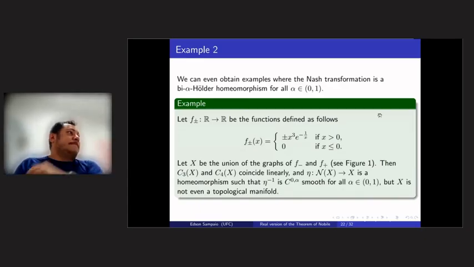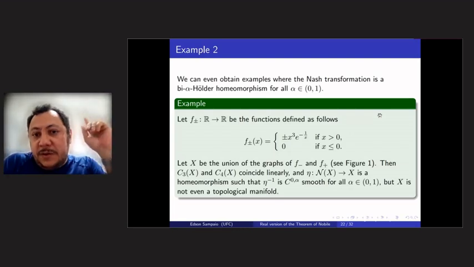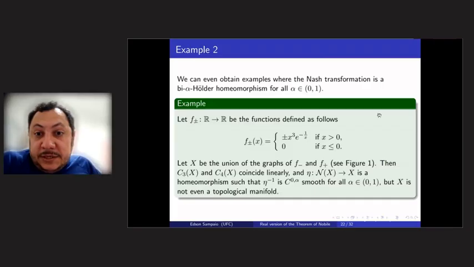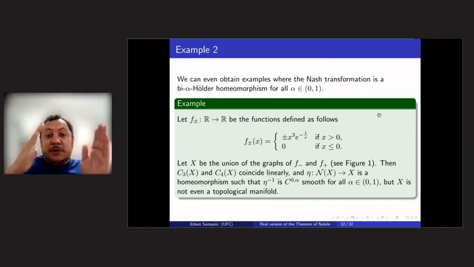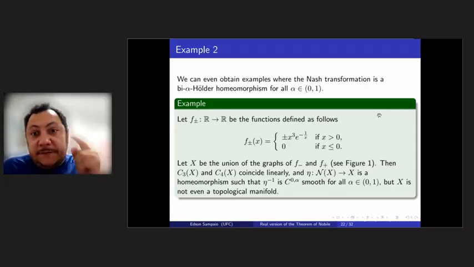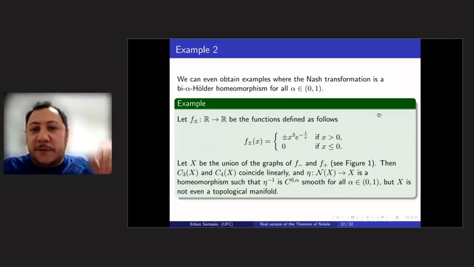Another problem is that we can obtain examples where the Nash transformation is a B alpha-Hölder homeomorphism for all alpha. In the o-minimal case, as I explained, in the real analytic case, if it's alpha-Hölder for all alpha, then the Nash mapping is Lipschitz, because it's definable. But in the definable case, you cannot obtain the same theorem as I obtained for real analytic sets, because for real analytic sets the regularity that I asked was alpha-Hölder for all alpha, but for definable sets I only asked Lipschitz or log Lipschitz.